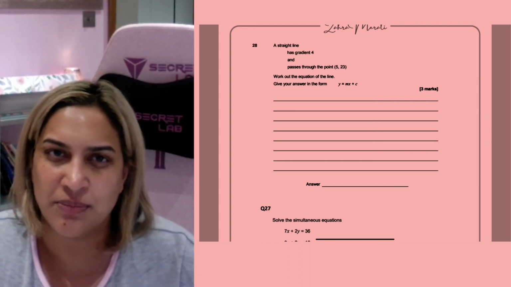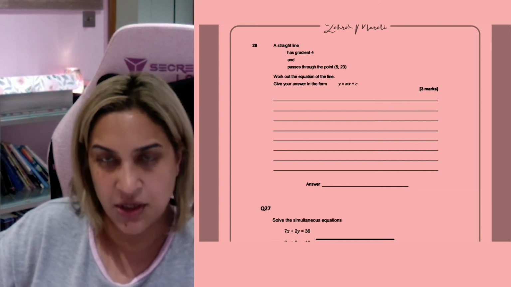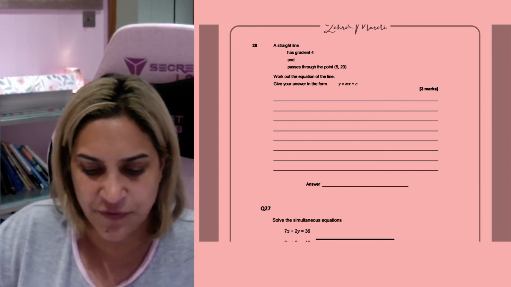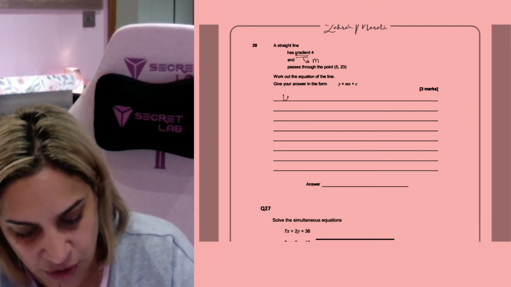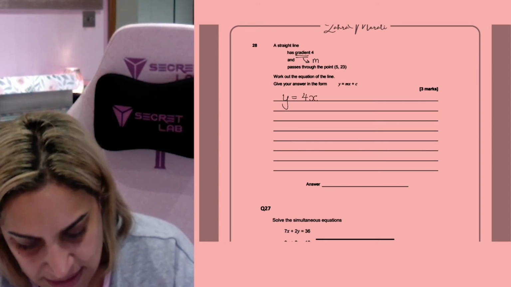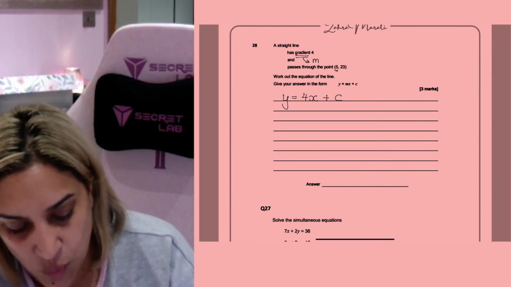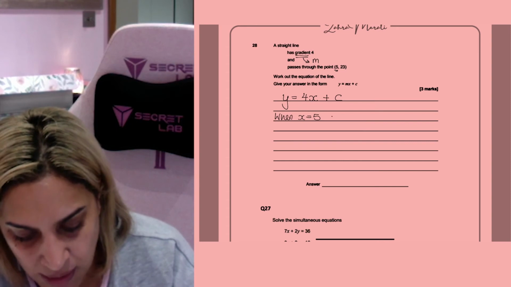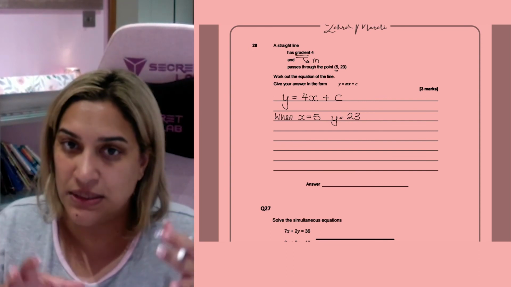Right, now we try to get some of the trickier questions, and you can tell they're trickier by just the number that it is. So this is number 28, so you know it's a little bit trickier. So we've got a straight line that has a gradient 4 and goes through a certain point. We see the word gradient, our brain goes, that's the m. So we know y equals 4x plus c, but we don't know the c. However, we know when x equals 5, y equals 23. So we can substitute them in, meaning wherever there's a y, we can stick 23, and wherever there's an x, we can stick 5.